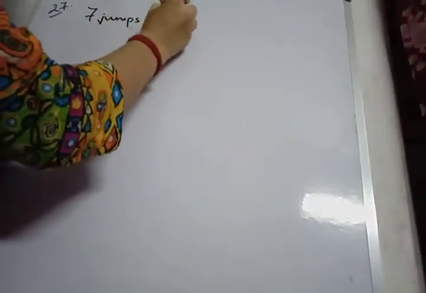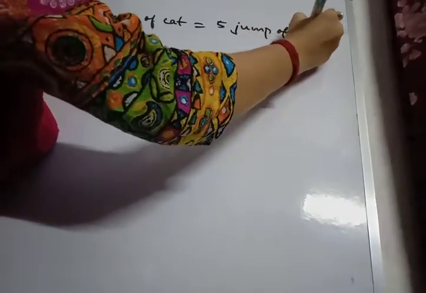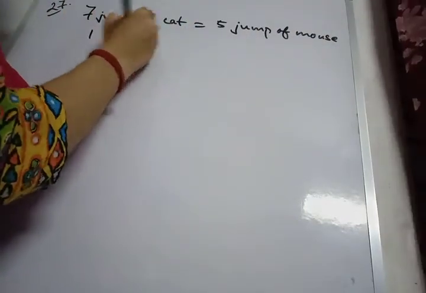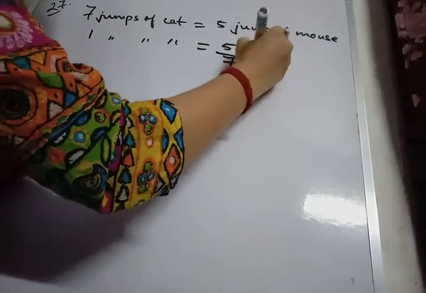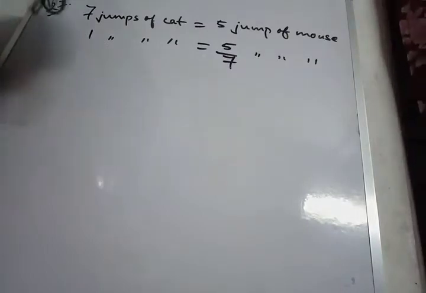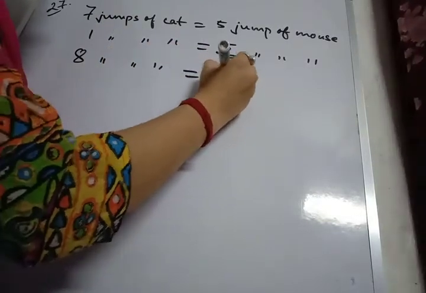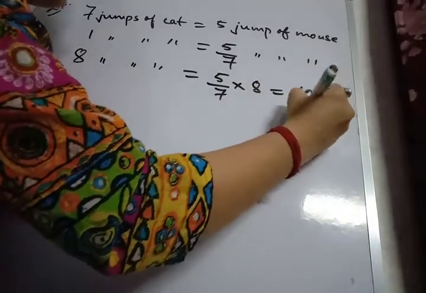So, it's given in the question that 7 jumps of cat is equal to 5 jumps of mouse. Okay, so 1 jump of cat as per unitary method is equal to 5 by 7 jump of a mouse. Then it is mentioned in the question that the cat jumps 8 times. So 8 jumps of a cat will be equal to 5 by 7 into 8 jumps of a mouse, that is equal to 40 by 7.